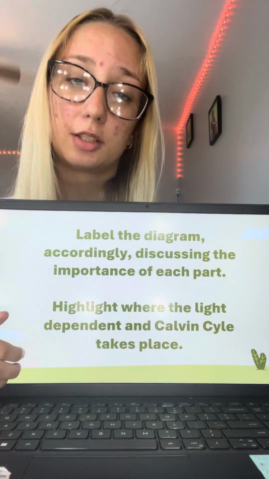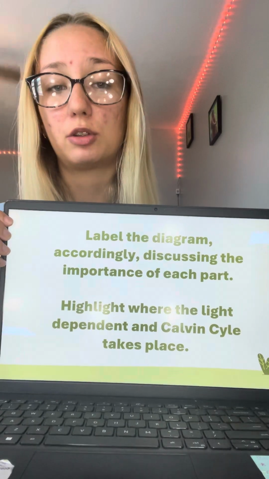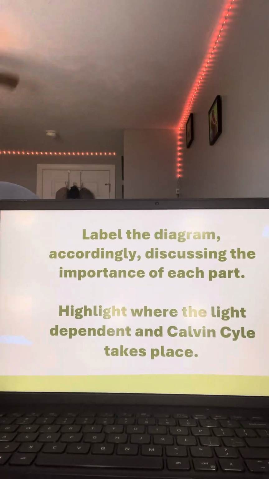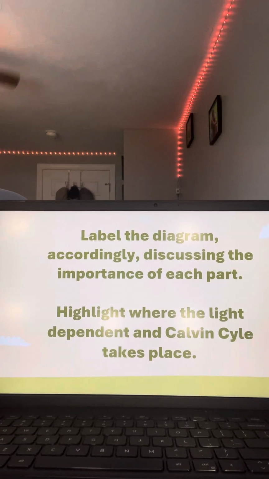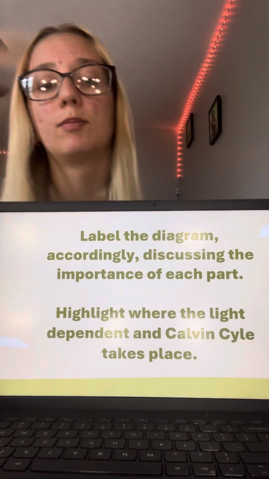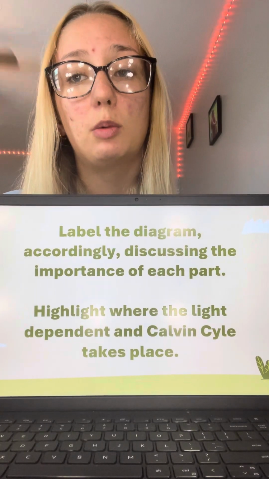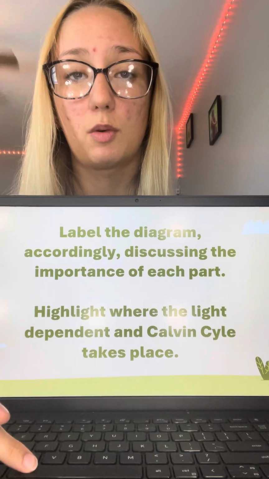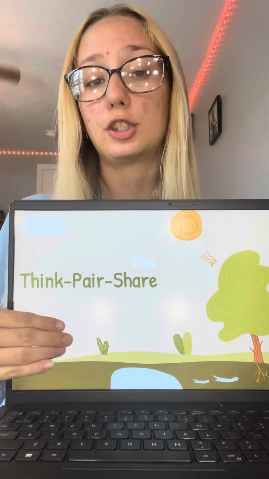These will be the directions put up onto the screen. That way students don't have to ask me to repeat them. So it will be label the diagram accordingly, discussing the importance of each part. Highlight where the light independent in the Calvin cycle takes place. Students will be given time to do this part before we move into our think, pair, share activity.